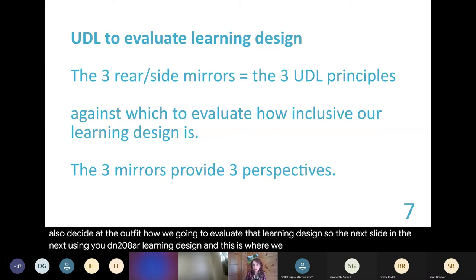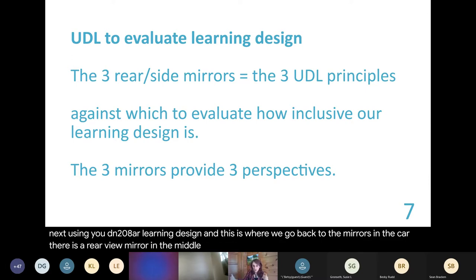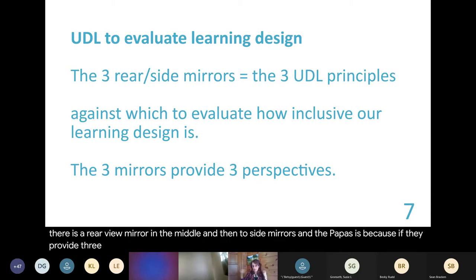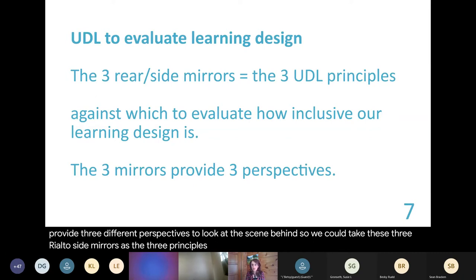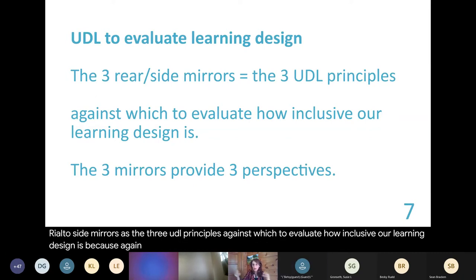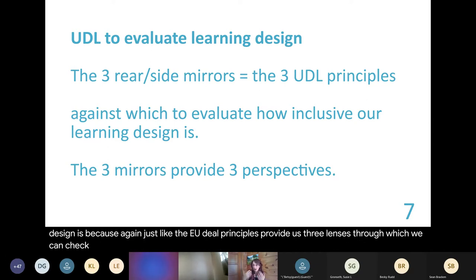And this is where we go back to the mirrors, because in the car, there is a rear view mirror in the middle and then two side mirrors. And the purpose is because they provide three different perspectives to look at the scene behind. So we could take these three rear and side mirrors as the three UDL principles against which to evaluate how inclusive our learning design is. Because again, just like the three mirrors provide three perspectives, the three UDL principles provide us three lenses through which we can check that learning that we designed.